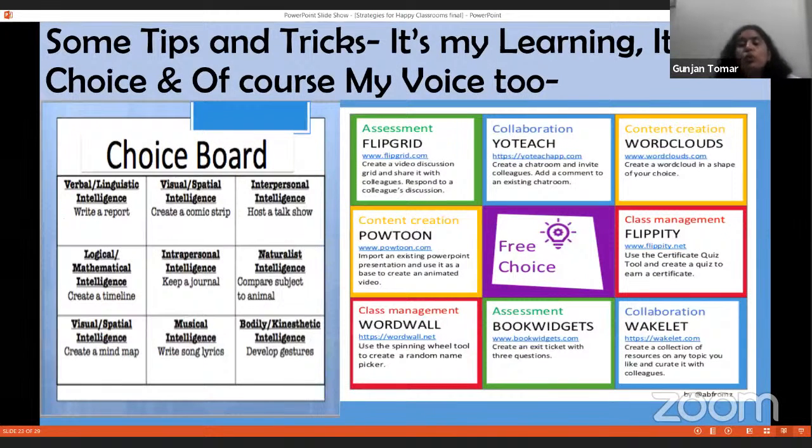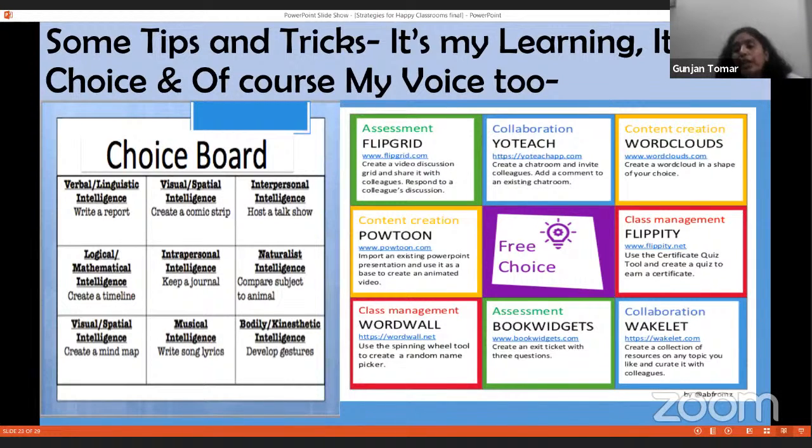Another thing was we do learning in classrooms by giving them a choice. It's my learning, it's my choice, and of course, my voice. So it's giving them the freedom to express their understanding the way they want. Our learning outcome is to gauge students' understanding, but giving them the freedom to express it the way they want gives them a sense of empowerment, because I might not be good at writing an essay, but I'm certainly good with speaking. I might not be good at speaking, but I'm certainly good with drawing. So this gives them the power to express themselves.